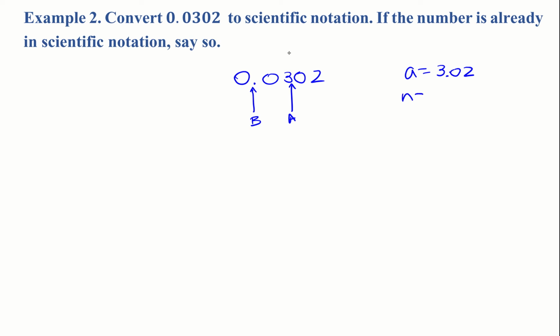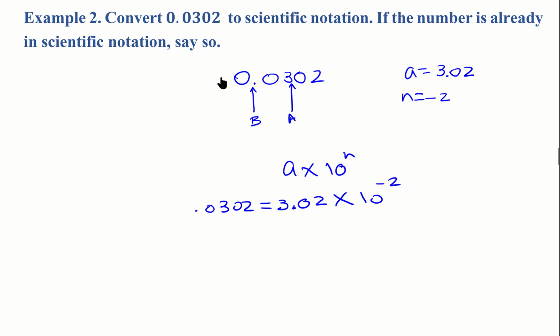And remember, the number of digits we have to move, always calculate from A to B. To get from A to B, we have to go 2 units to the left. That means we're going to use a value of -2 for n. Now we just have to write A times 10 to the n, and that's going to be our number in scientific notation. So 0.0302 is going to be 3.02 times 10 to the -2, like that. That's as simple as it gets.